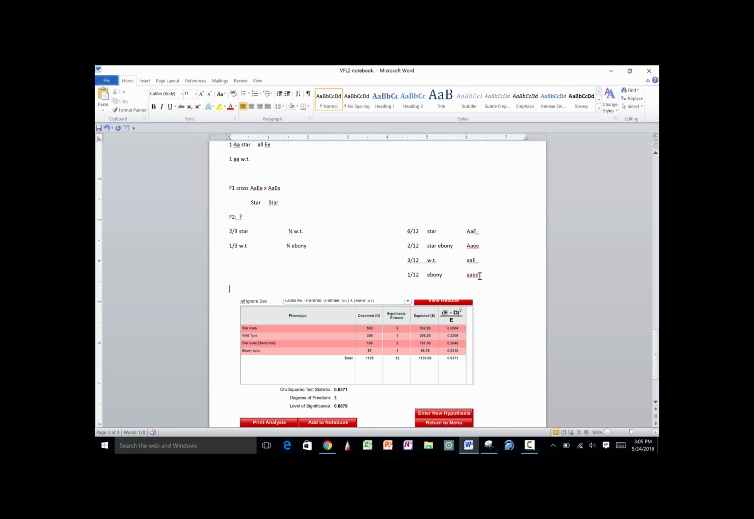But what we're doing is we're just trying to find which model the data fit best. Does it fit 9 to 3 to 3 to 1? Does it fit 6 to 3 to 2 to 1? Which one does it fit? So in this case, it fit 6 to 3 to 2 to 1. All right, so we're good to go. And so what do we conclude? Star is dominant. Star is lethal when homozygous. Just to confuse things, that means it's a recessive lethal because it's recessive for lethality, but it's dominant for eye shape. So that's weird. Ebony is a recessive autosomal.